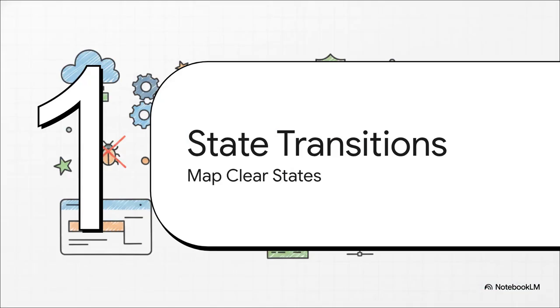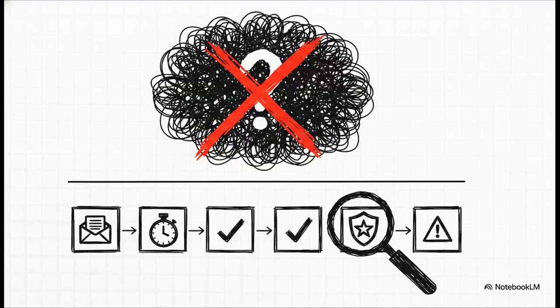Okay, step 3, map clear state transitions. Now that we've got clean inputs and a solid session, we have to explicitly track the workflow inside the Durable Object.